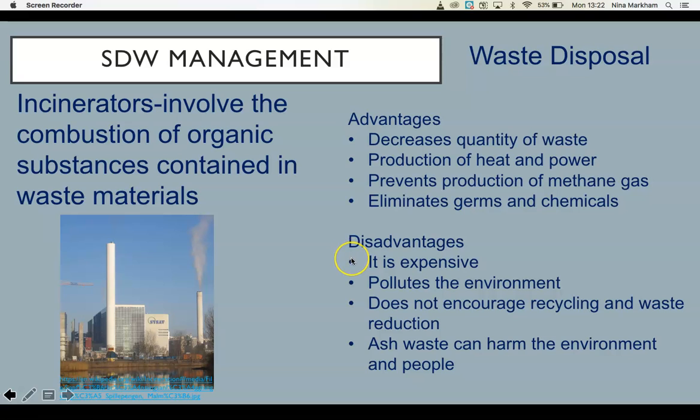The disadvantages. It can be expensive. It pollutes the environment. It does not encourage recycling and waste reduction. And the ash waste itself can harm the environment and people.